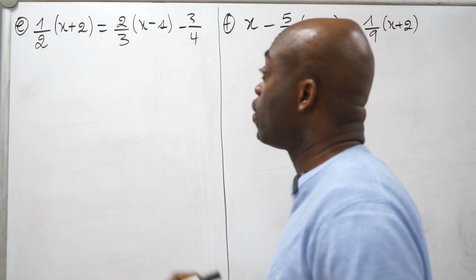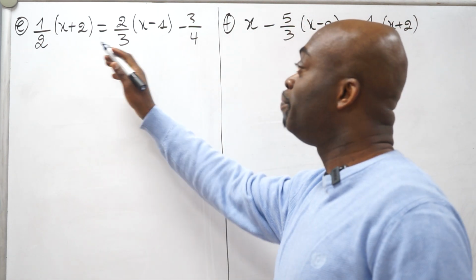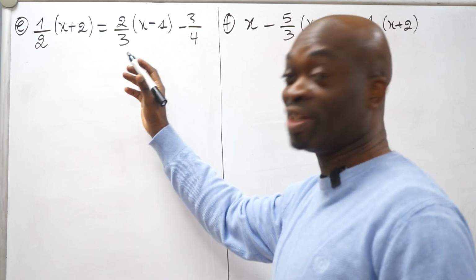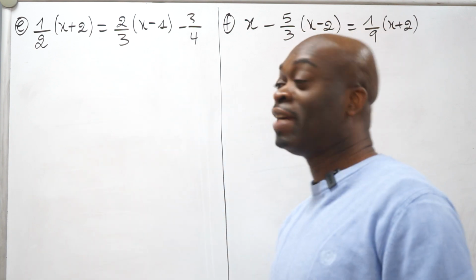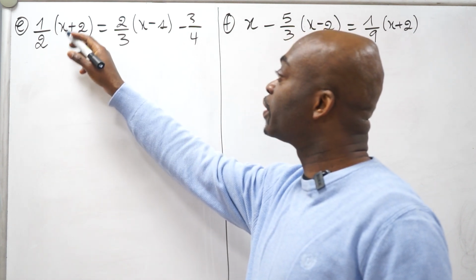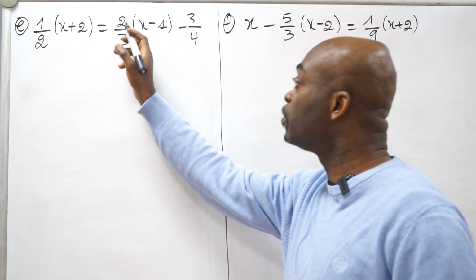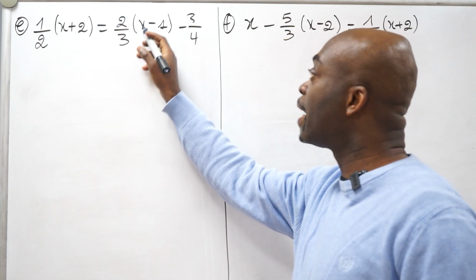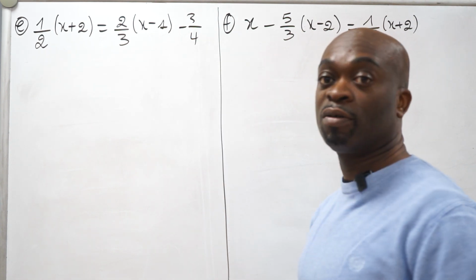All right, guys, so we have questions E and F, and we have beautiful things in here. That means we have parentheses, we have fractions. So, very nice flavor here that we're going to work with. So we have E, which is 1/2 times (x + 2) equals 2/3 times (x - 1) minus 3/4.